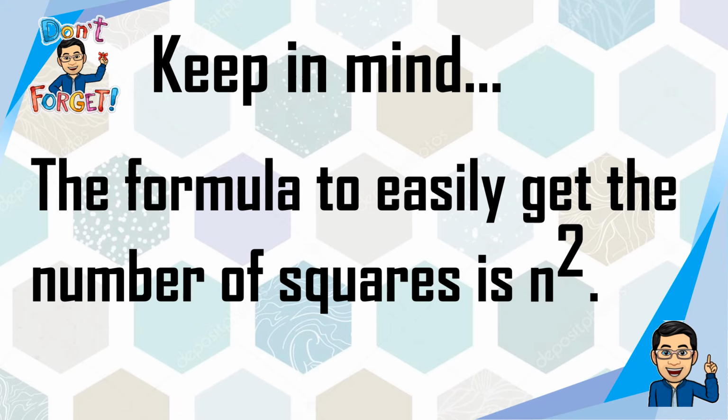Okay, halimbawa, yun nga tinanong ka ni teacher. Ilan ang total number of squares kung 100 by 100 yung sukat ng square? So ang gagawin mo lang is multiply 100 by itself. That is 100 times 100. The answer is 10,000. So, 10,000 ang bilang ng squares. So, 100 by 100.